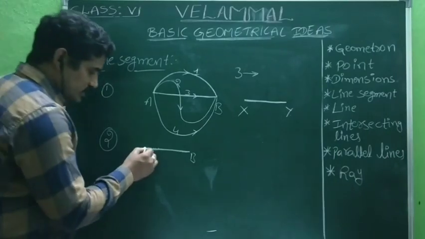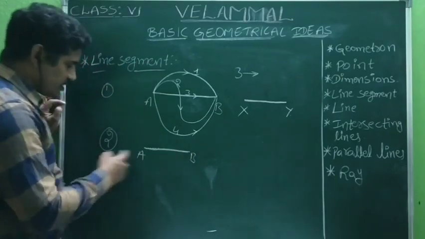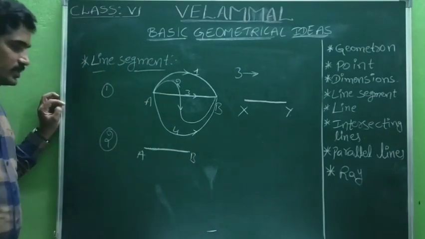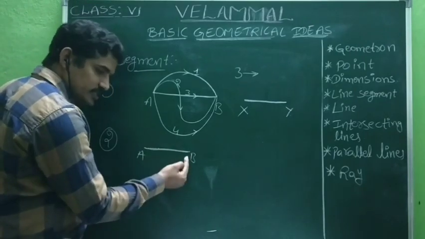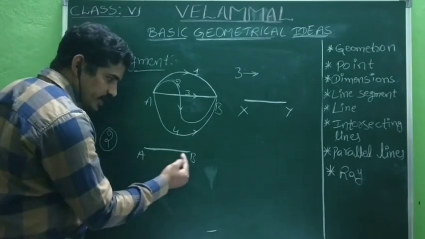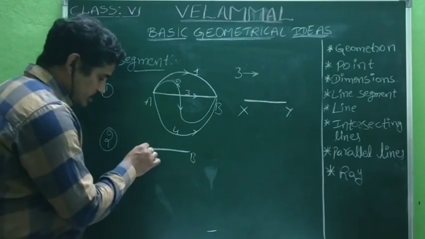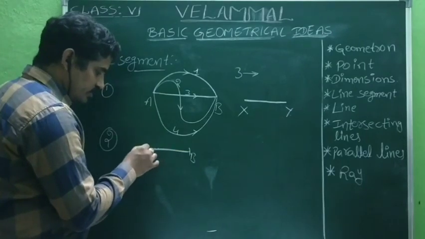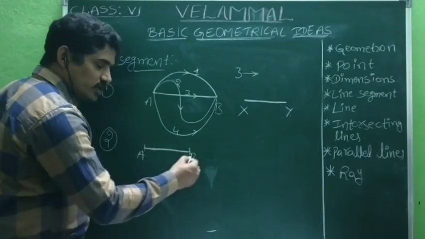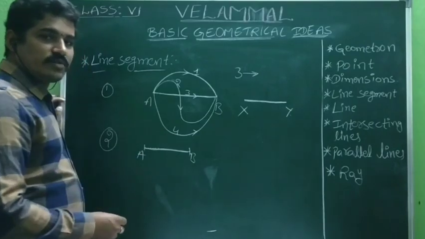So now this is called the line segment. The second definition of a line segment we can take as: if we join an infinite number of points in between two end points, then we will get the line segment. See, here the end points are very important. In between these two end points, if we join an infinite number of points, then we will get the line segment.